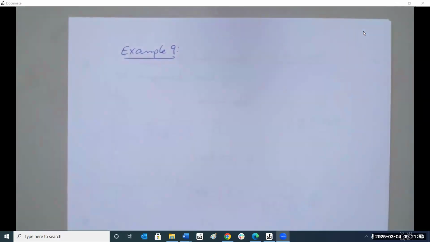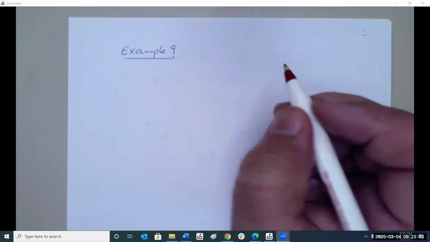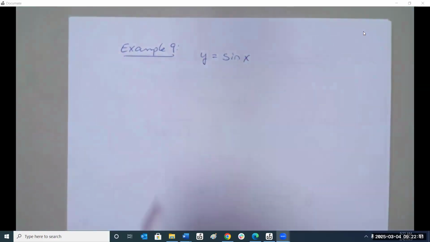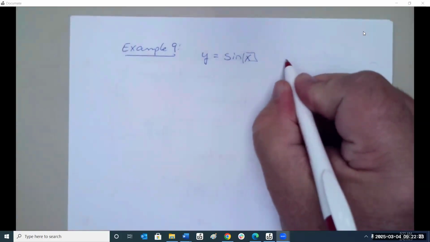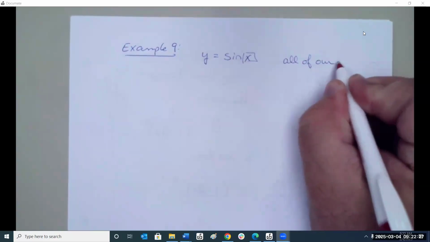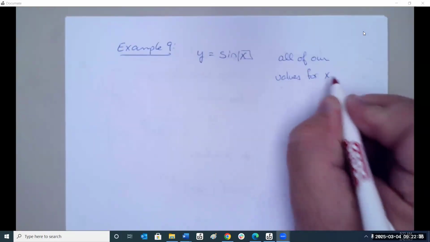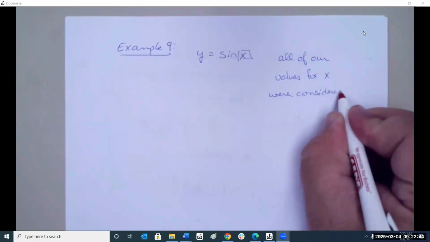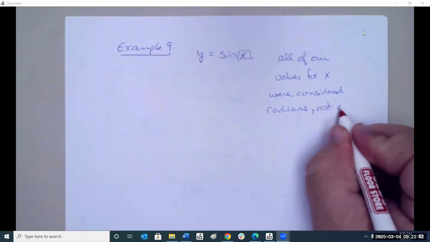And the last example of this section. So up until now, all of our values for X were considered radians, not degrees.